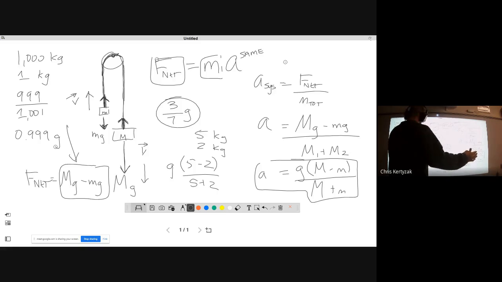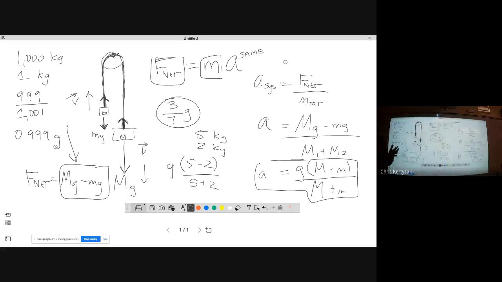But on the other hand, as their weights get closer and closer to each other, not equal, because if they're equal, then they won't move, but as their weights approach each other, then the acceleration rate for the system reduces further and further below g, below 1g.